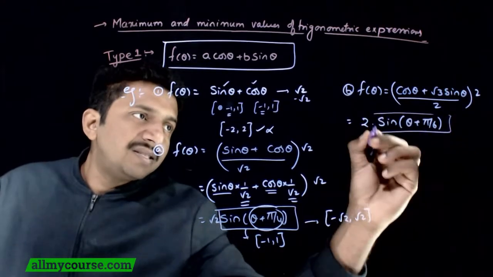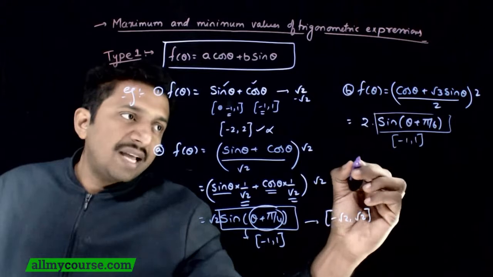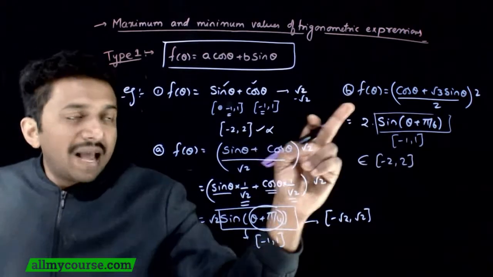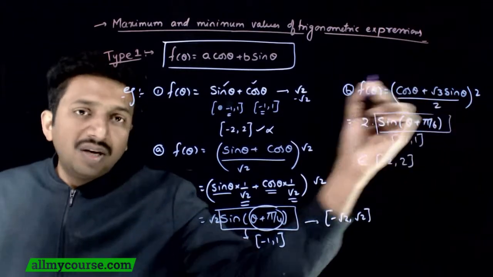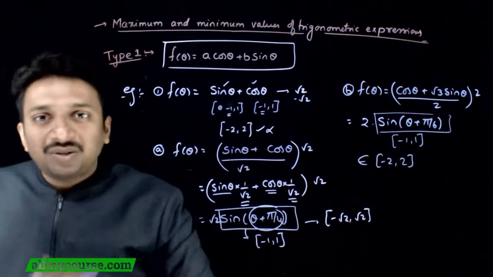Now I can analyze this. This lies between -1 and +1. So 2 times this lies between -2 and +2. Hence, the maximum value of cos theta plus root 3 sin theta is +2, and the minimum value of cos theta plus root 3 sin theta is -2.